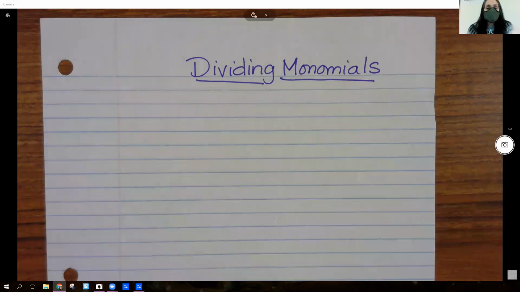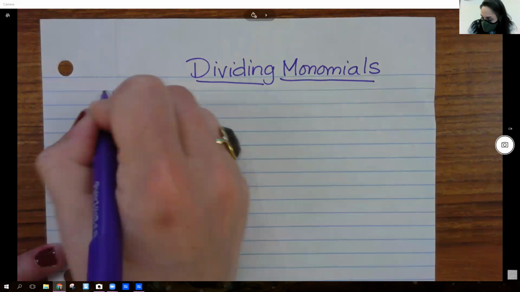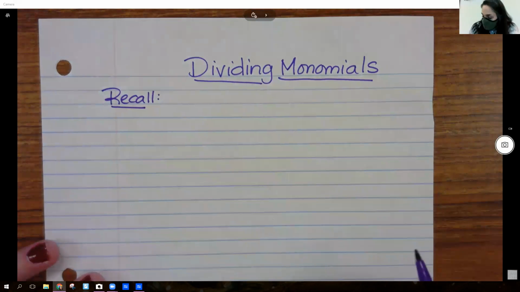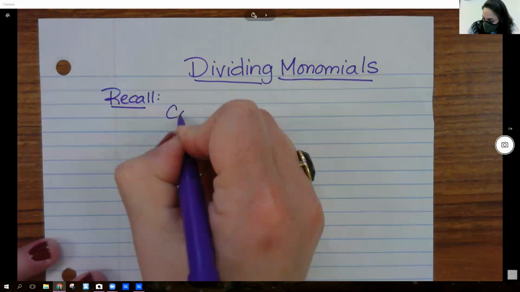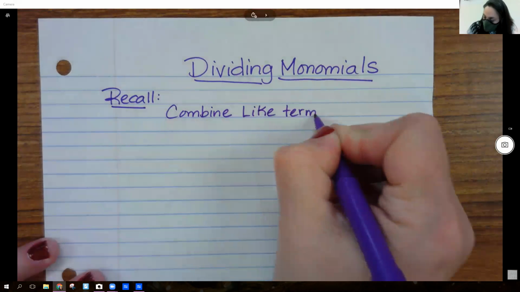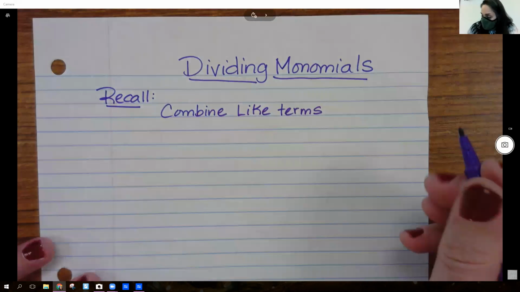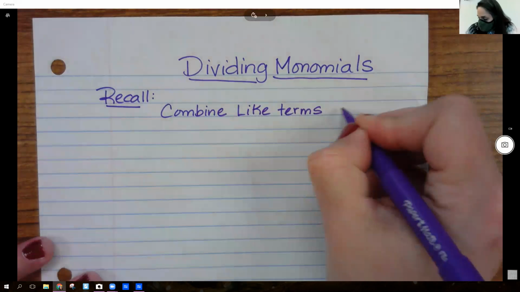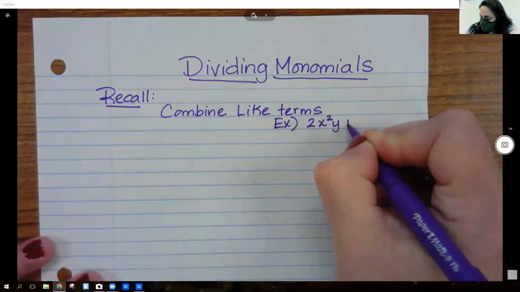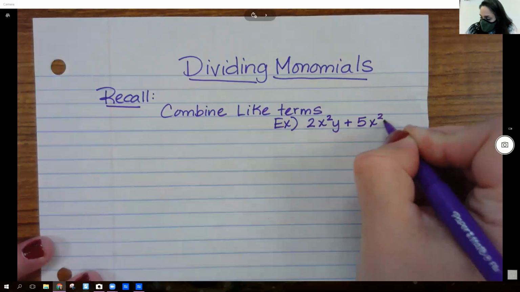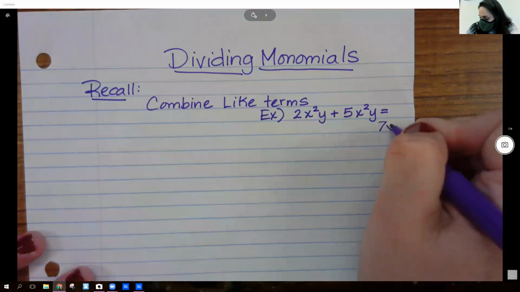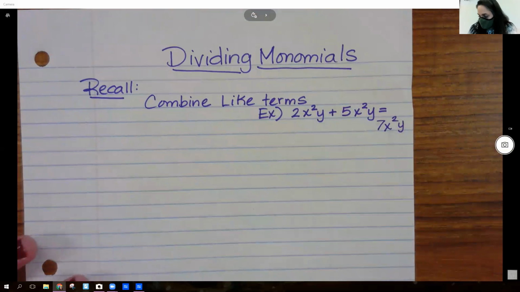Okay, so far you have learned to do a bunch of stuff in this unit, lots of stuff. So we have learned to combine like terms. Last Monday we did this lesson, and it was things like, let's say you had 2x squared y plus 5x squared y, and you had to combine those like terms, and that combined to 7x squared y. So you've learned how to do that this unit.